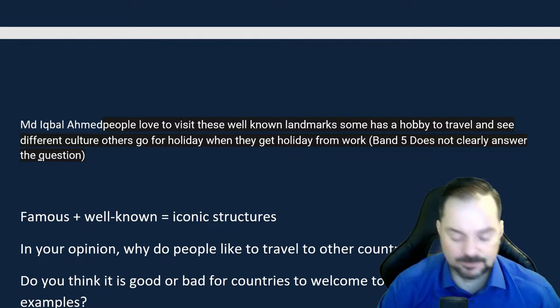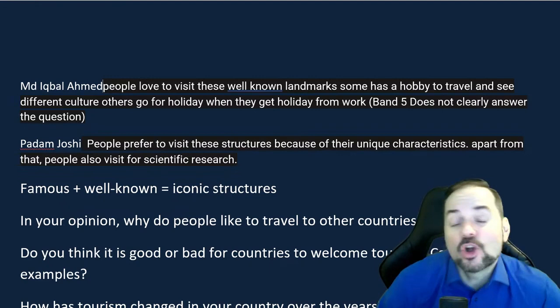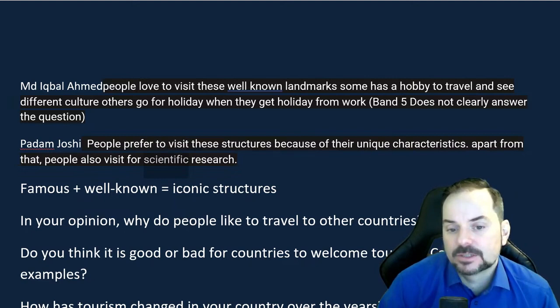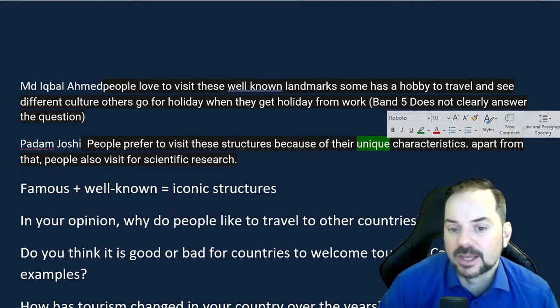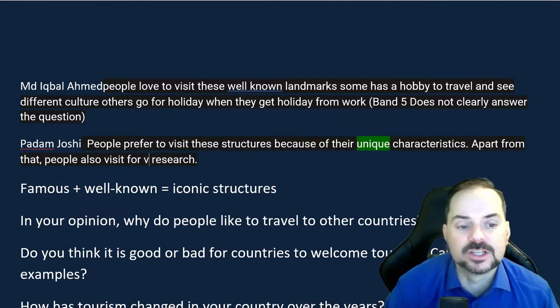Okay, Padam says people prefer to visit these structures because of their unique characteristics. Apart from that, people also visit for scientific research. Maybe cultural research instead of scientific. So, Padam, I really like your first statement, unique. Okay, I like that. You said unique characteristics. And then you say, apart from that, and use good punctuation and capitalization, students. Apart from that, people also visit for cultural research, maybe.